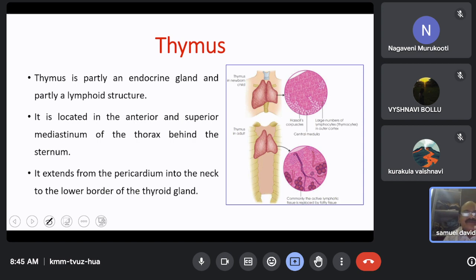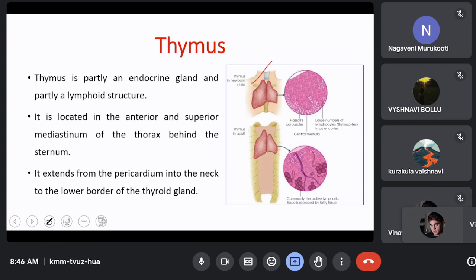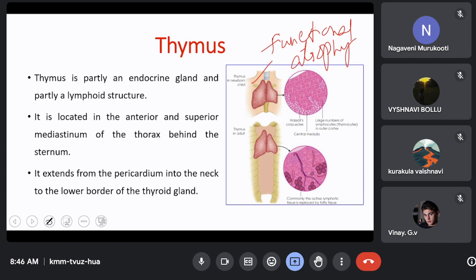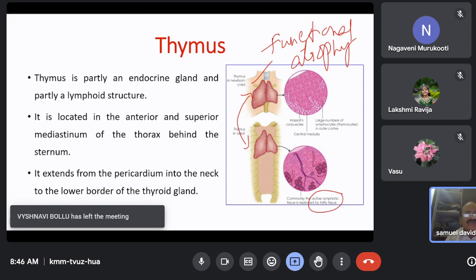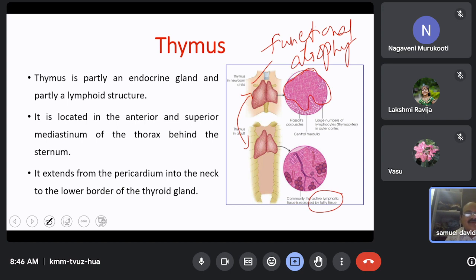When you see this structure in the child, the book says it is functional. It is functional in the child and gradually gets atrophied in the adult. Atrophy means degenerates. Externally the structure is almost the same, but physiologically the function of the thymus gland is reduced, because as we grow, the thymus gland is deposited with fatty tissue. The lymphatic tissue, which is helpful in immunity, is replaced by fatty tissue in the adult. Thus, it gradually loses its function as a lymphoid structure.